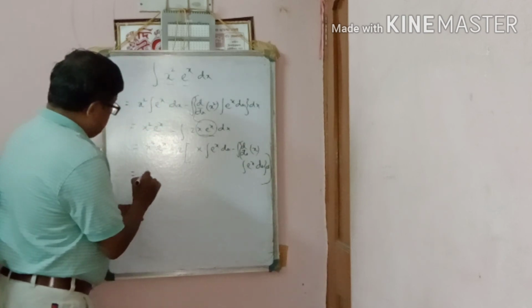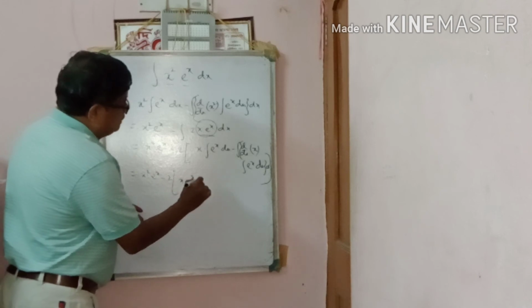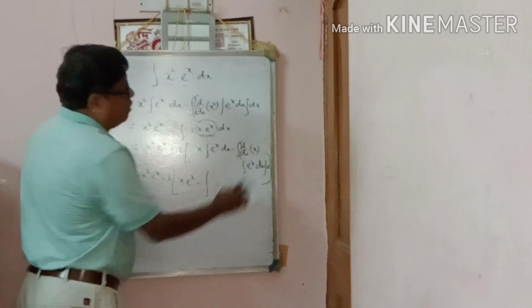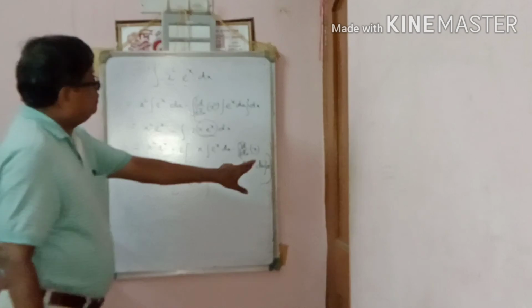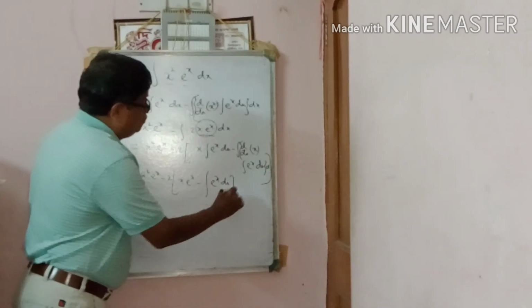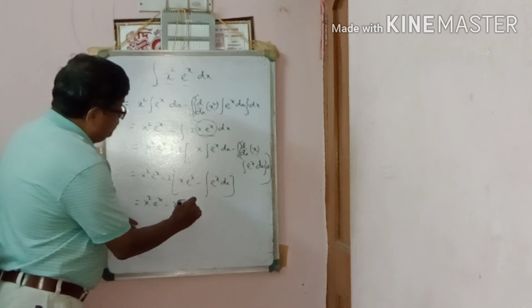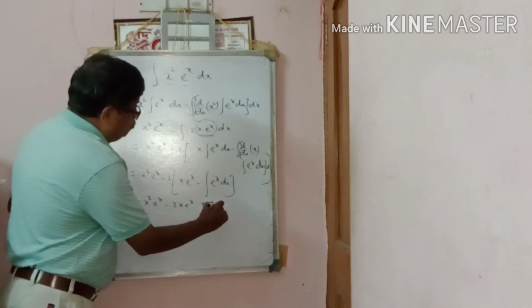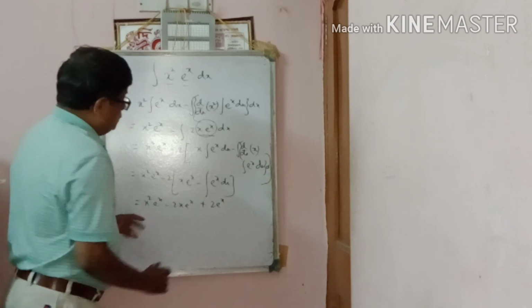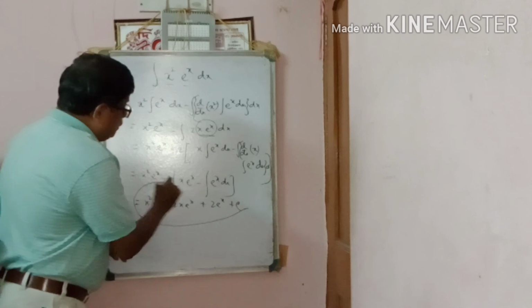Now x square e to the power x minus 2 times x e to the power x minus, this will be d/dx of x which is 1, and integration of e to the power x, so only e to the power x dx. Now x square e to the power x minus twice x e to the power x, both minus are plus, e to the power x dx plus c. Now see, we are getting this answer.